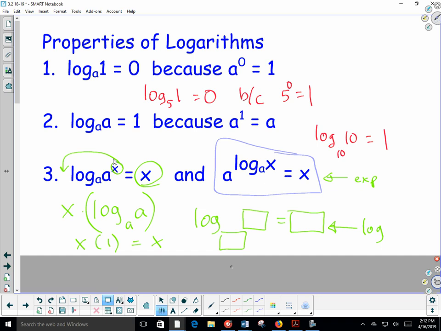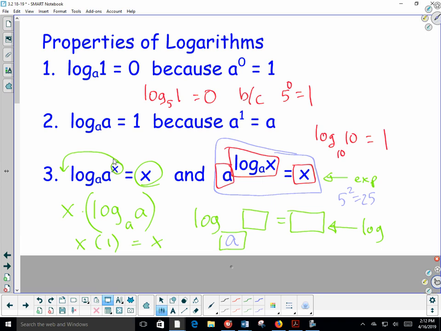Remember, it just looks like an exponential because I've got something raised to something equals something, right? So it is an exponential equation, but I'm asking you to write it in log form. It's going to be log to the base a of x versus a. Like if I have 5 to the second equals 25, I don't put the 5 here and the 2 here.